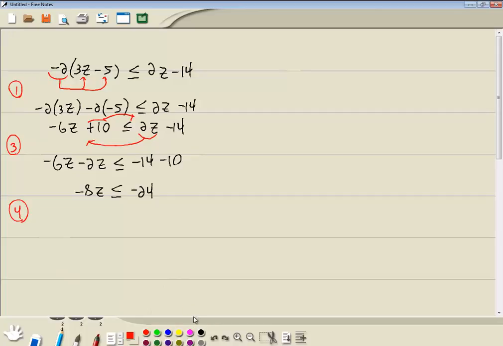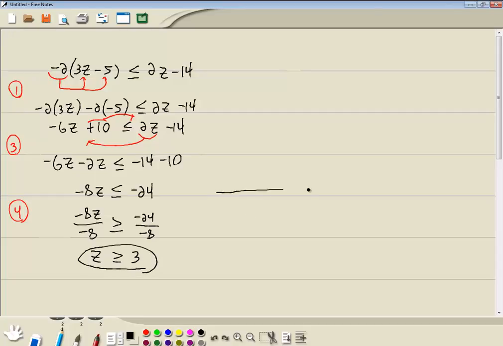Step 4. Divide both sides by the number in front of your z. So we're going to divide both sides by negative 8. Now since we're dividing both sides by a negative number, we're going to flip our inequality symbol. Less than or equal to becomes greater than or equal to. So we've got z is greater than or equal to 3.